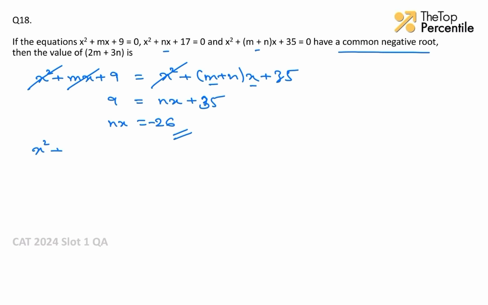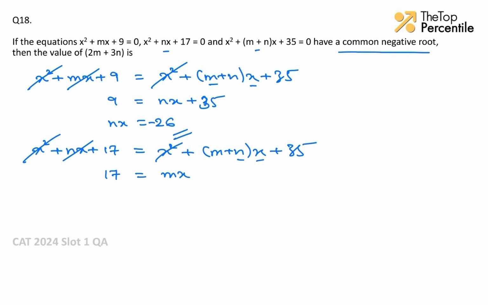So I'll have x square plus nx plus 17 equals x square plus (m plus n)x plus 35. Here x square goes. I can cancel nx with nx here, which will give me 17 equals mx plus 35. So mx will be minus 18. So I have mx and nx here.